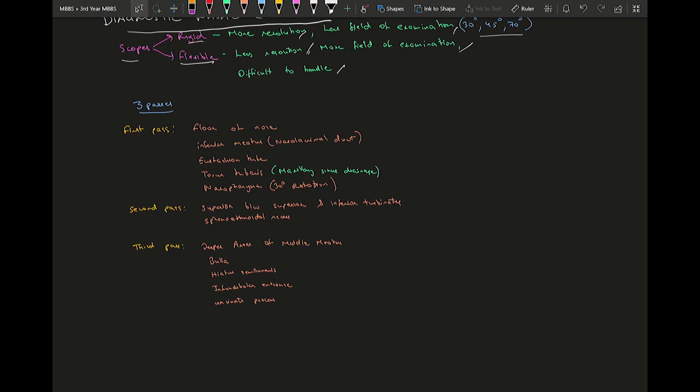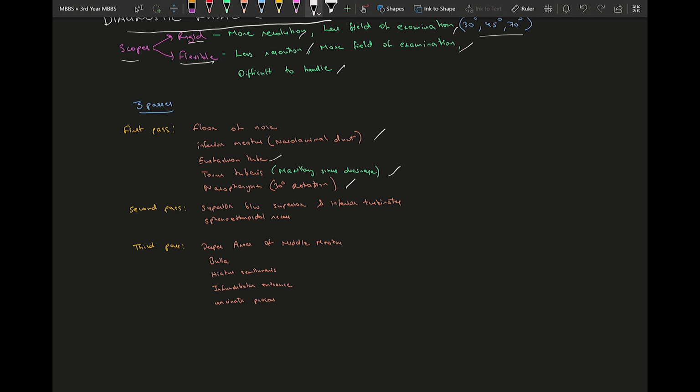So there are three passes which you do in diagnostic nasal endoscopy. The first pass is along the floor of the nose from inferior to the superior posterior part. First you see the opening of the inferior meatus, the nasolacrimal duct, the eustachian tube, and torus tubaris. The maxillary sinus drains beneath this torus tubaris, so you can see if there's any pus point or some kind of infection going on over here. After this, you rotate it to 30 degrees, and you will see the nasopharynx. So that will be the first pass.